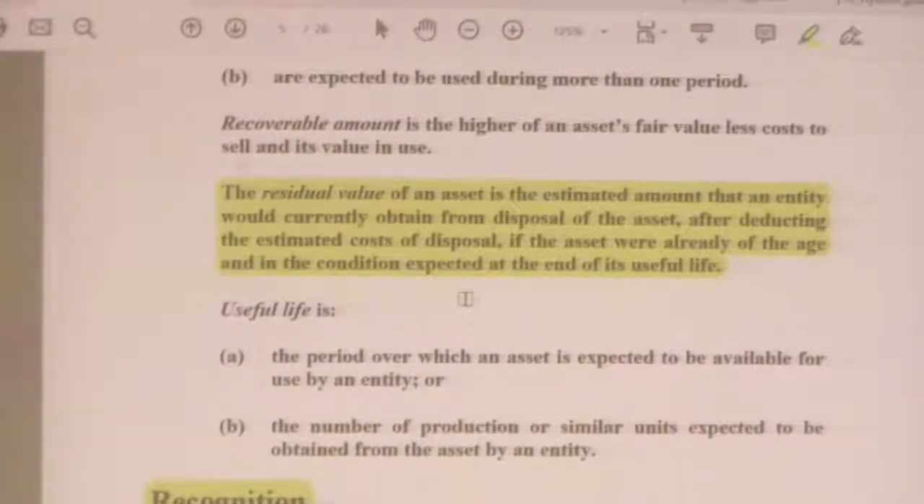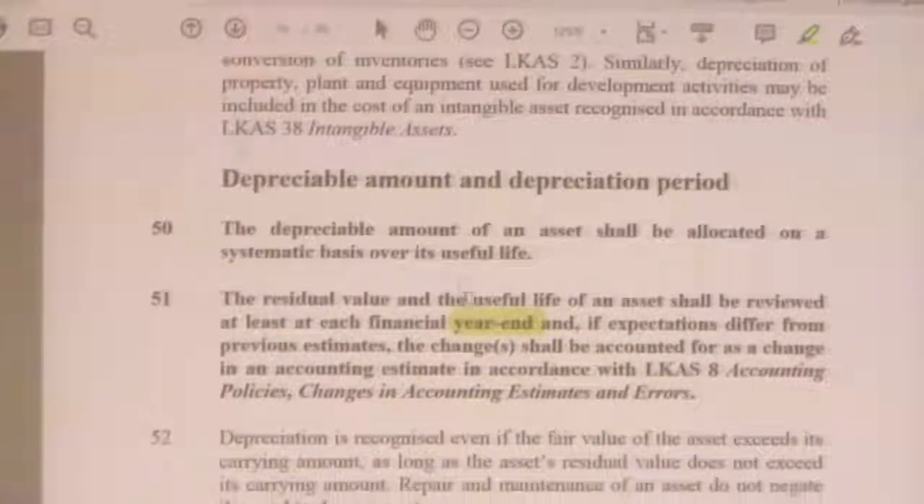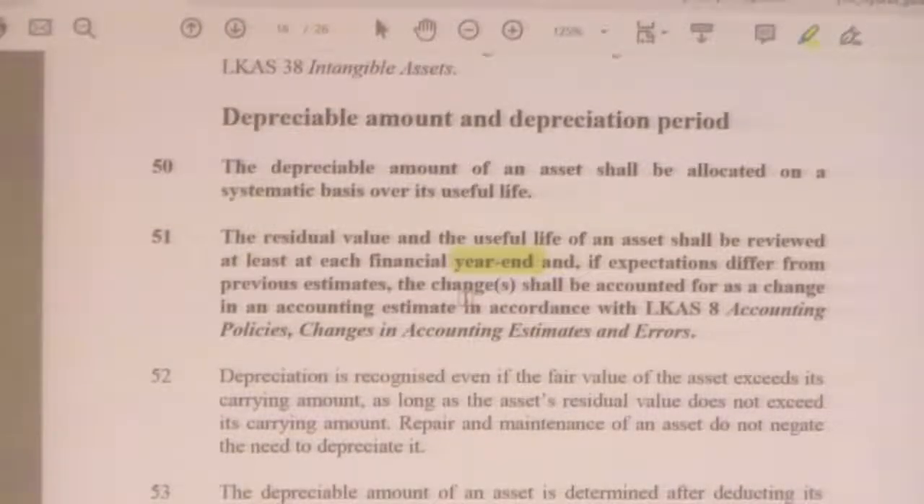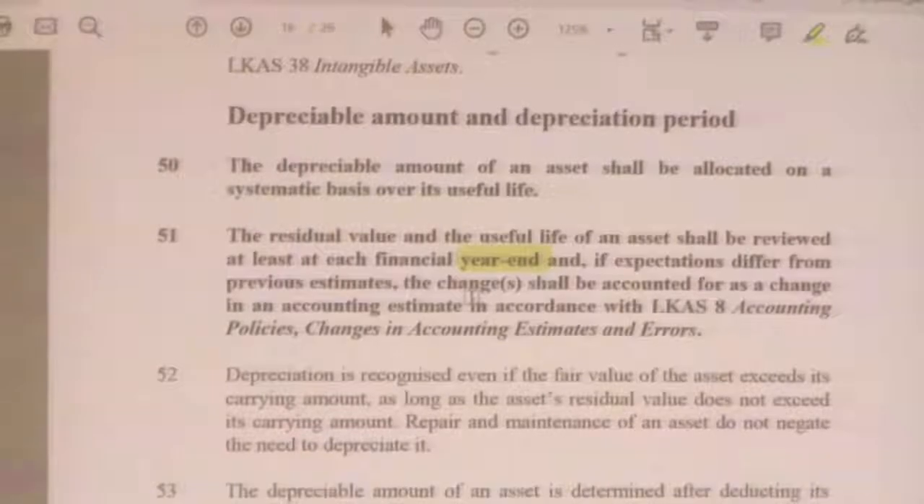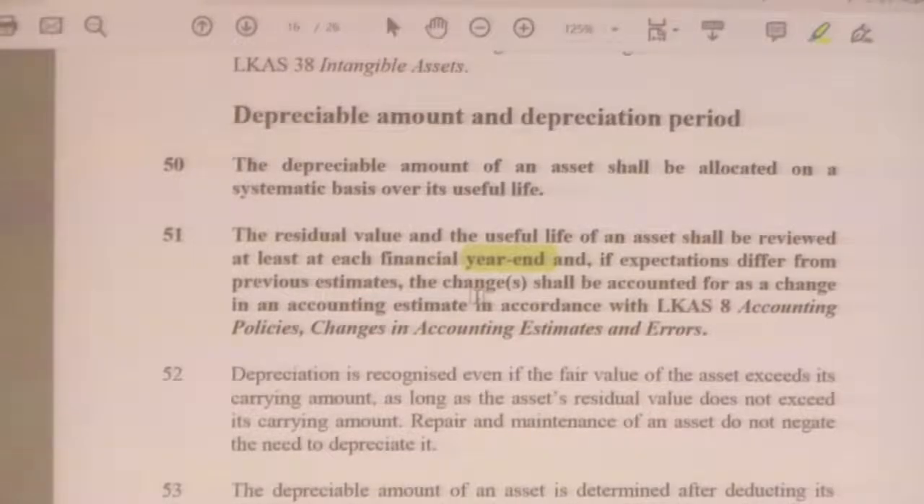And if you go to paragraph 51, they are talking about the depreciable amount and depreciation period. The depreciable amount of an asset shall be allocated on a systematic basis, that is fine. The residual value and useful life of the asset shall be reviewed at least at each financial year end, and if expectations differ from previous estimates, right.